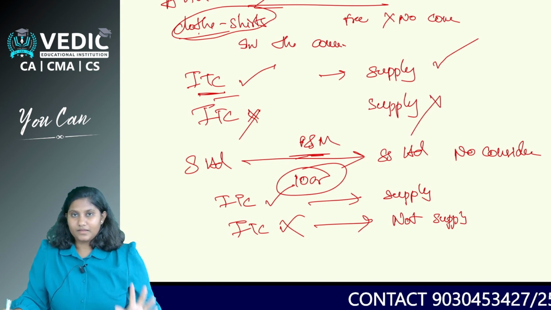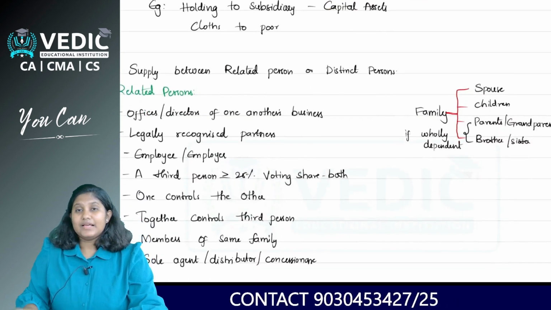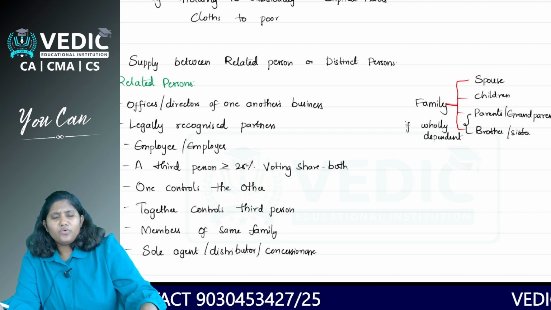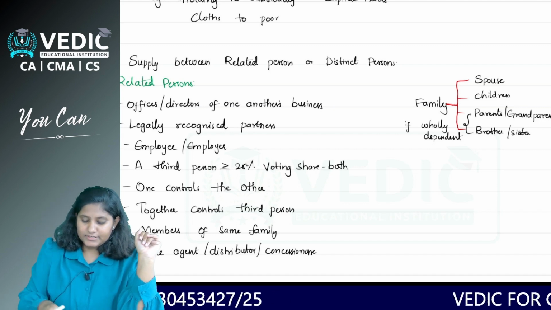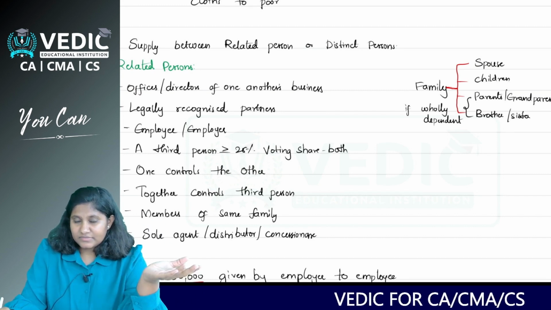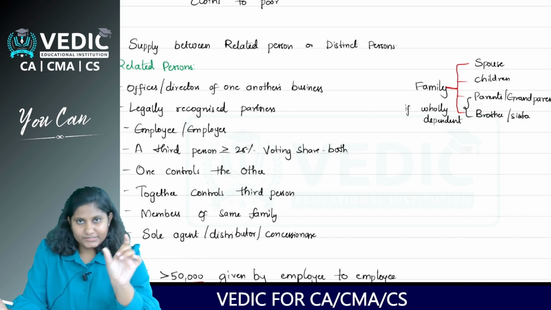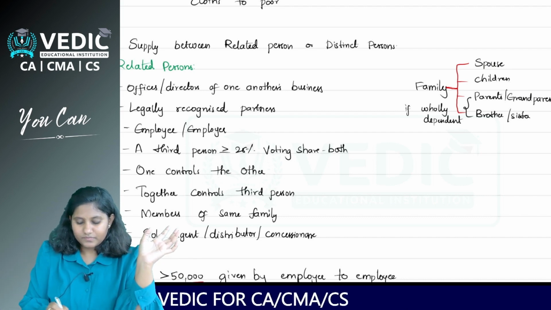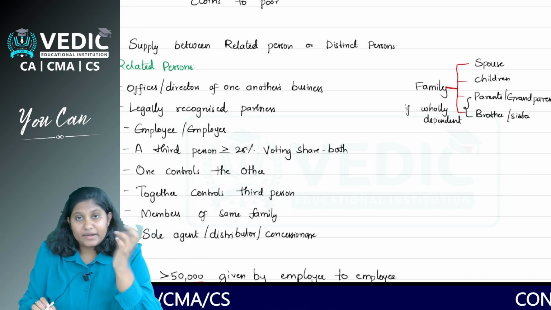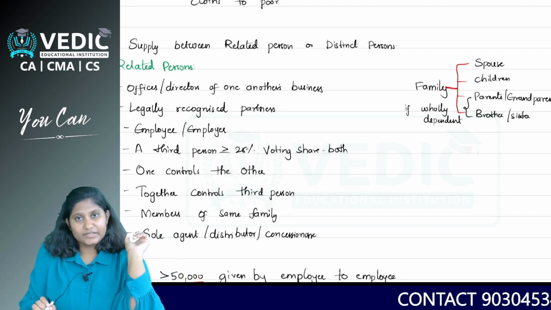Okay? Clear? Yes. Now let's discuss the next point: supply between related persons or distinct persons. Who are related persons basically? First one, officers or directors of one another's business. Say you are an officer in one business and the same person is a director in another business. Then those businesses will be related. Next, legally recognized partners. If you are partners in some LLPs or partnership firms, obviously against one another you will be related persons.